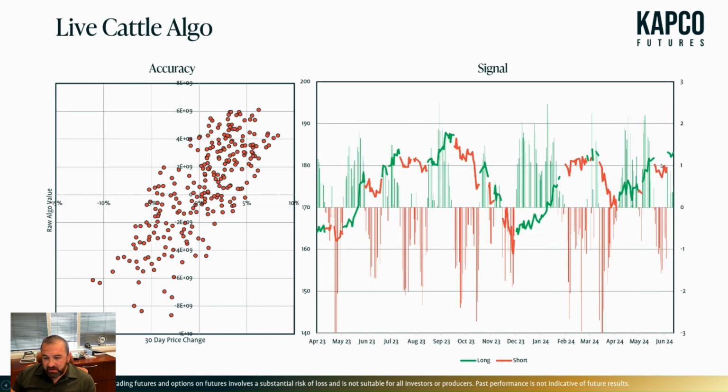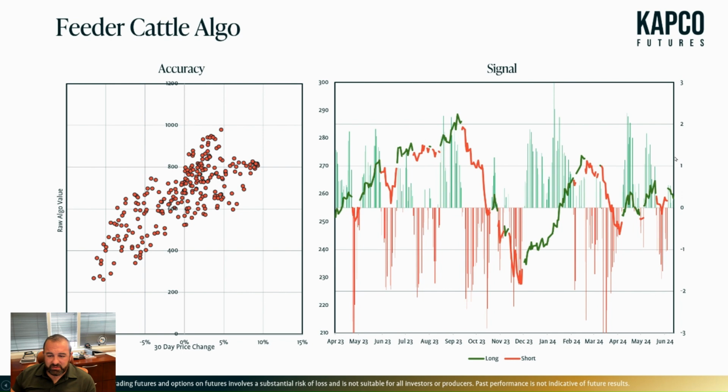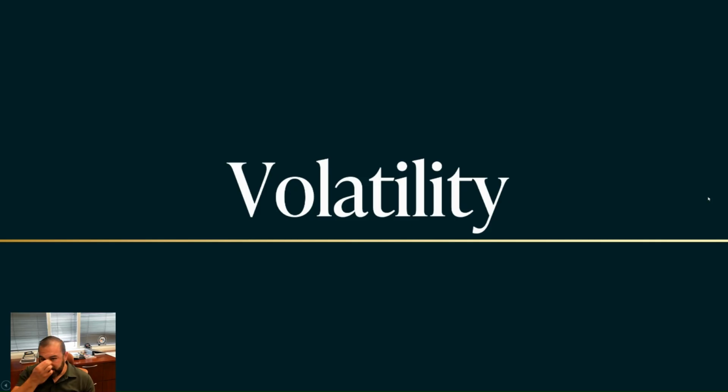Live cattle, really kind of directionless here on the algorithm. It's not doing a whole lot of anything. Same thing with feeders, right? We like to see these bars basically get beyond 1 or -1 to consider it strong. Once we get to 2 or -2, we know that it's starting to get stretched. So it's pretty insignificant right now.